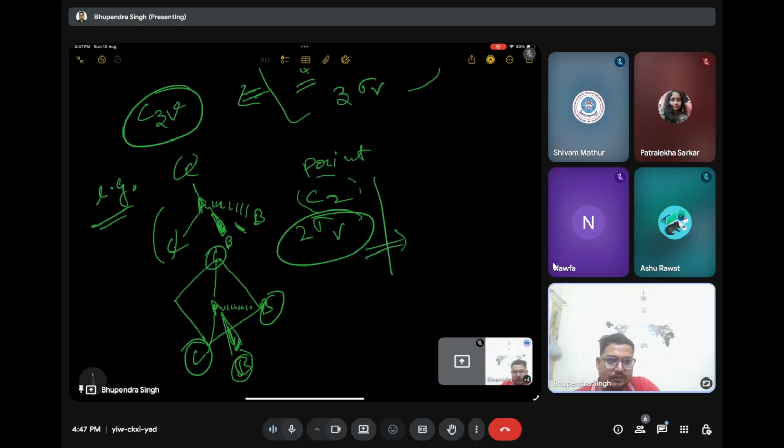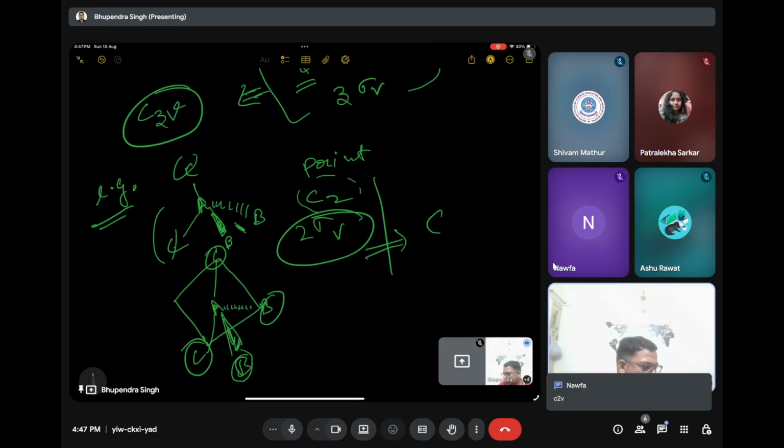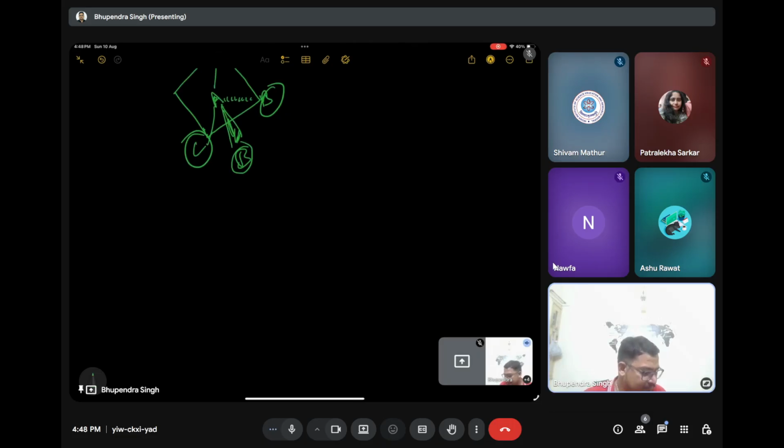Asu, Rawat, tell me what is the point group of this molecule? C2V, yes, C2V is the point group. Okay, next. Moving on.